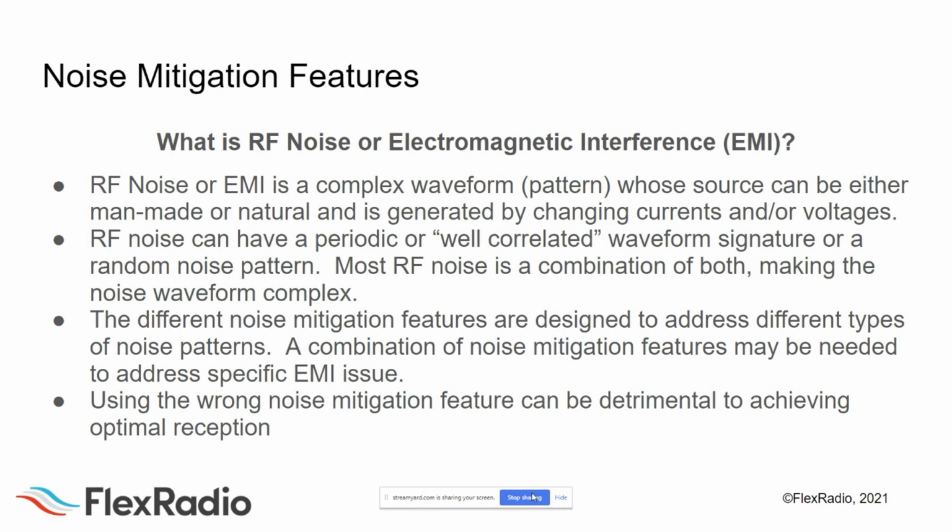Some examples of periodic or correlated noise is ignition noise, where you hear a pop, pop, pop, pop, pop, pop, pop, that's happening at a certain frequency. That is an example of periodic noise. Or you can hear noise that sounds more like bacon frying or sizzle. And that is a more random type noise, or what they call white noise.